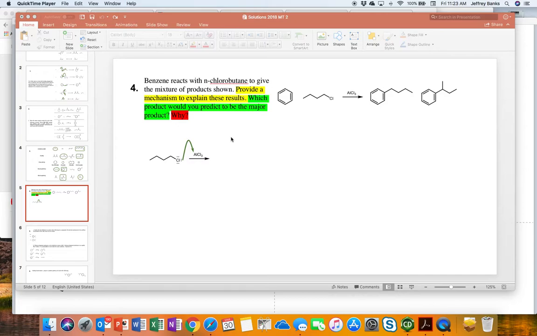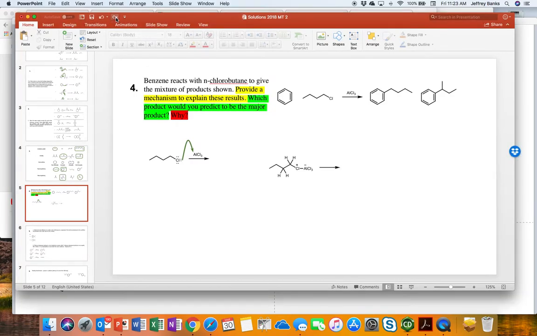How do we start off a Friedel-Crafts reaction? Well, we have a catalyst, and it's a Lewis acid, and it reacts with the alkyl chloride to form a Lewis acid-base complex. That looks like this right here, and we can put that in place. So there's our Lewis acid-base complex.